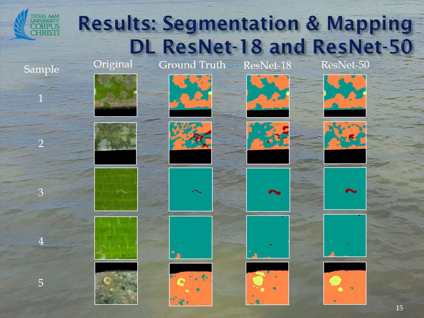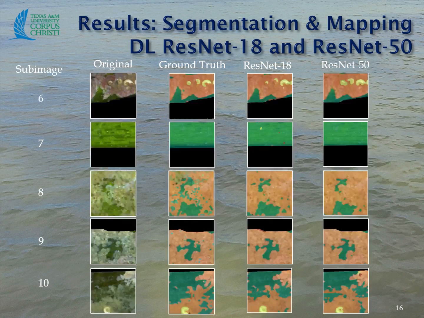Here you can clearly see the final segmentation map for each of the 3 classes, those being the ground truth, ResNet 18, and ResNet 50. This is without overlaying it on the original image.